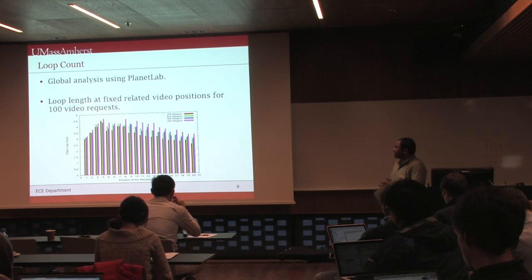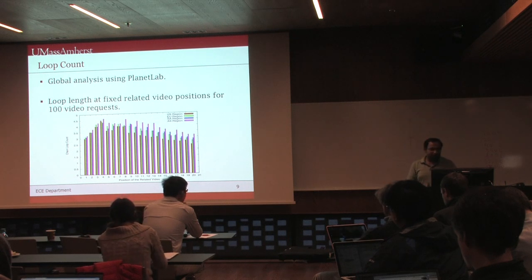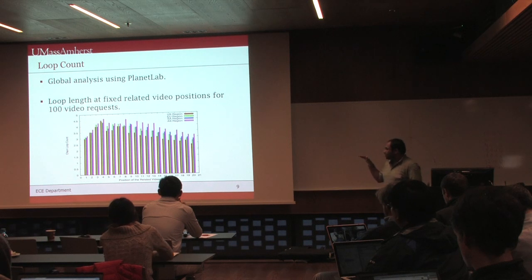This plot shows the fixed related video positions, where we request 100 videos from each node and click on the related video at a fixed position, say one, for each of the videos, until you form a loop, where after clicking twice or thrice you select the same initial video. Then your loop count is 2. This plot shows the average chain loop count for each of the positions. As you can see, the average across the related video positions is constant, around 3 to 4.